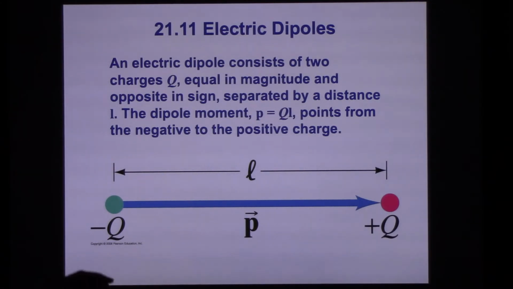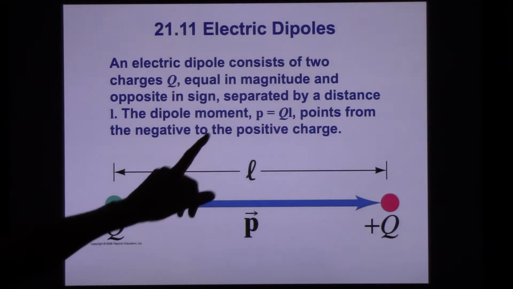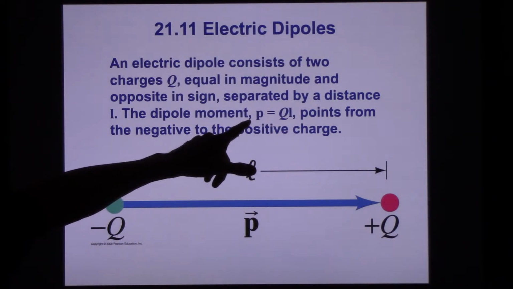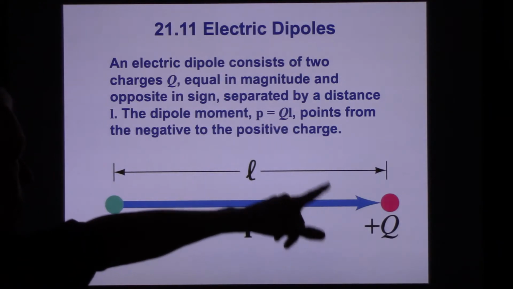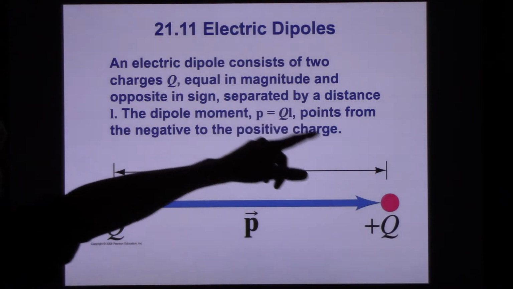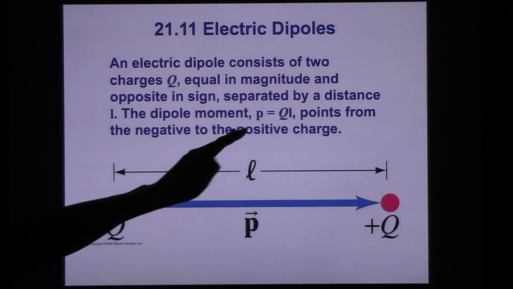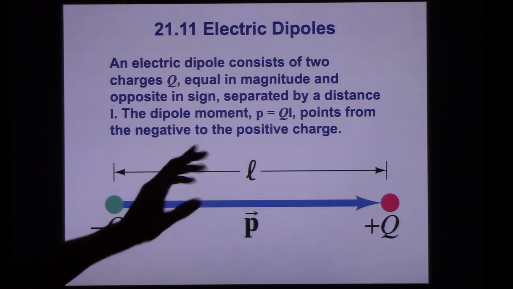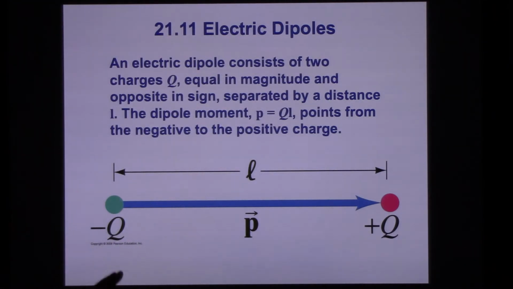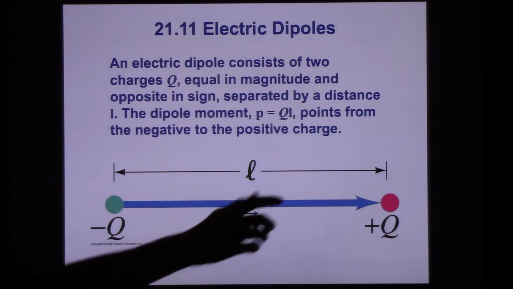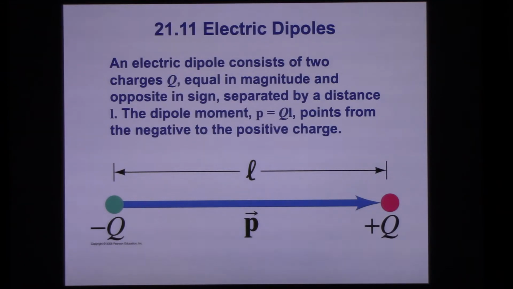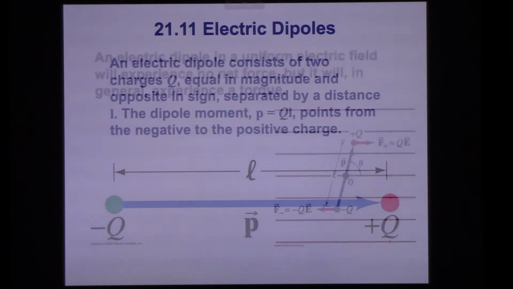Now, the way we represent it as a vector quantity is to say it has a magnitude, and we define the magnitude as q times the length. Now, q is the amount of positive charge. It's also the amount of negative charge, each one individually. So q times L tells us how much dipole we have. And then the direction is defined as pointing away from the negative charge towards the positive q. Now that's opposite to how we defined electric fields, but there's a reason for defining it that way.